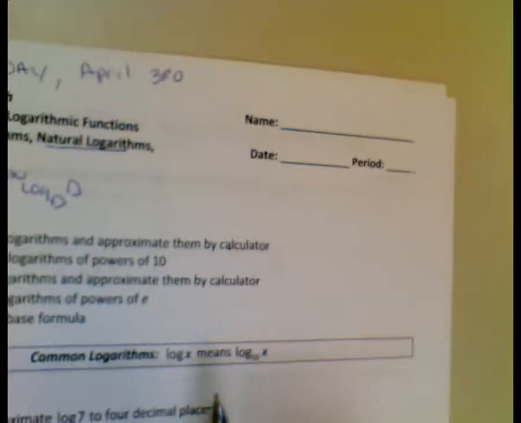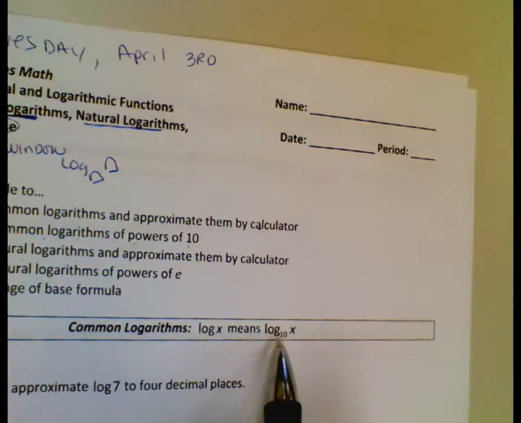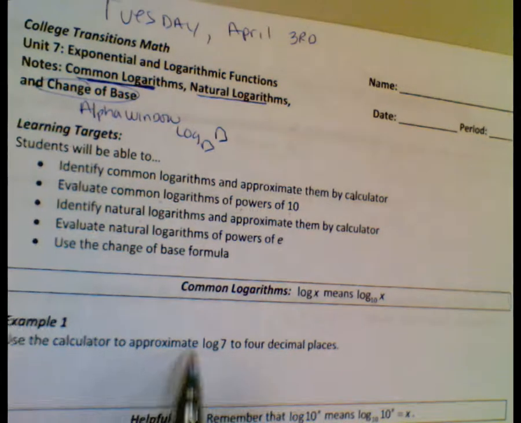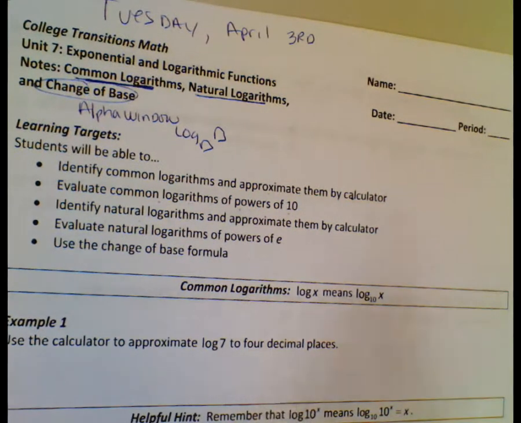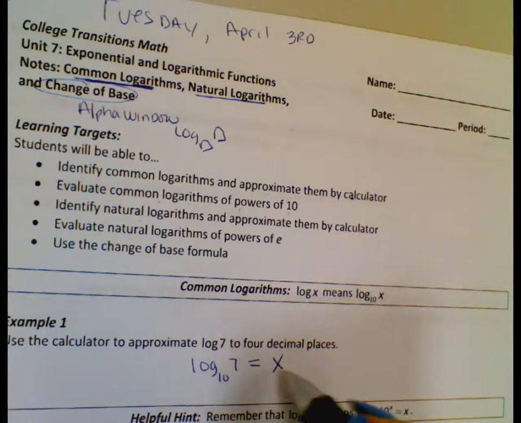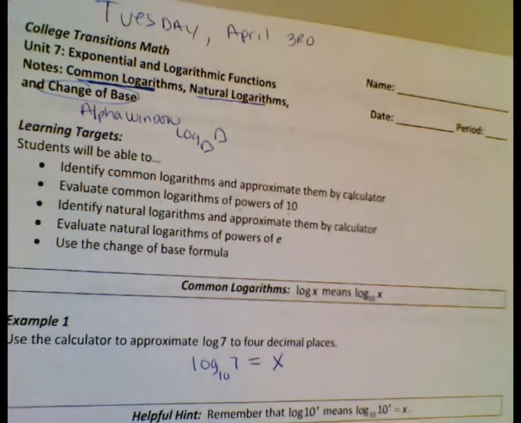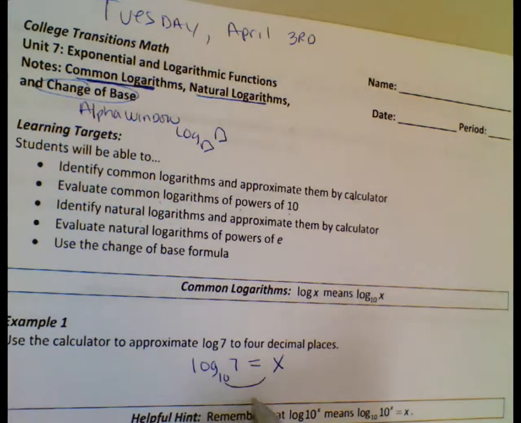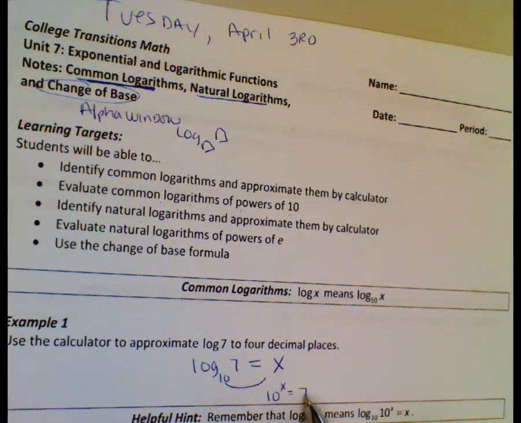So the first one, log x means log base 10 of x. So if you do not see a base, it means it's a common log and it's base 10. It says use the calculator to approximate log 7 to 4 decimal places. So again, this means base 10. Before we even punch this in the calculator, let me just show you what this means. There's an x here, correct? When you set up an equation, this is really 10 to the x is 7. Now 10 to the first is 10. 10 to the 0 is 1. So your answer is between 0 and 1.